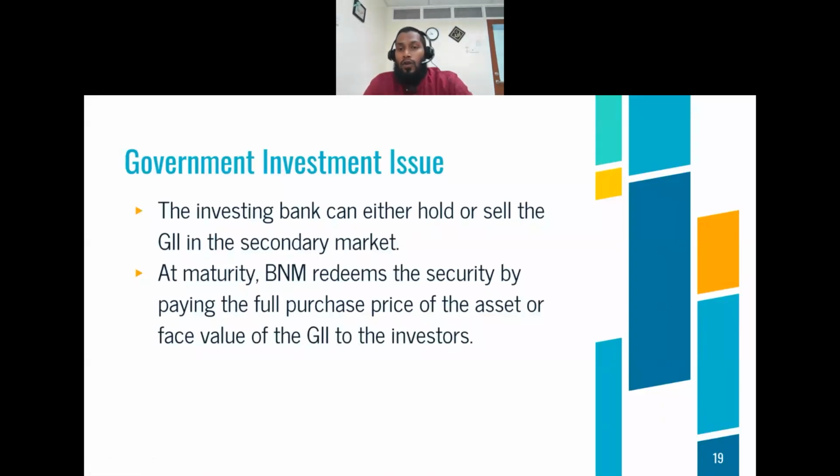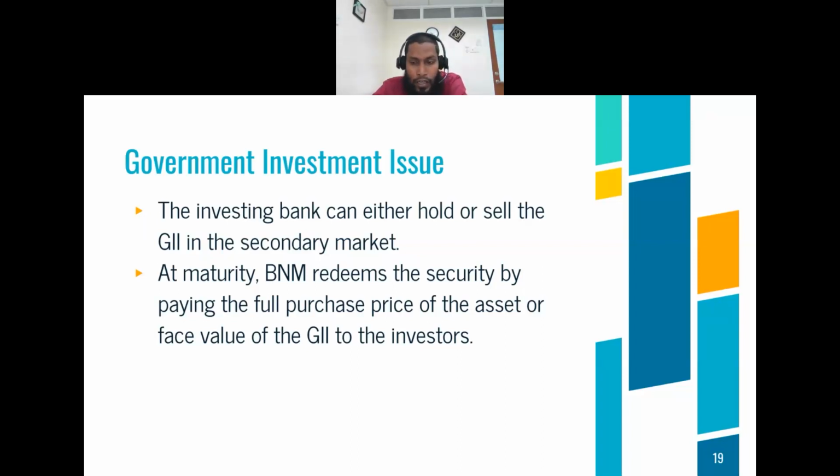So the investing bank can either hold or sell the GII in the secondary market. At maturity, BNM redeems the security by paying the full purchase price of the asset, or the face value of the GII, to the investors. So the investing bank can keep it until maturity, let's say 1 year, or the investing bank also can sell the asset to another party, based on the calculation. If it is one lump sum payment like a zero coupon bond, BNM will redeem the security and pay the full price of the asset, which is the face value. So that is the government investment issue.